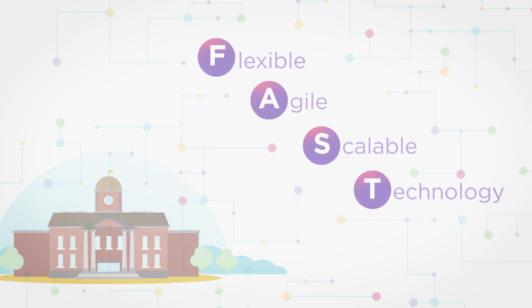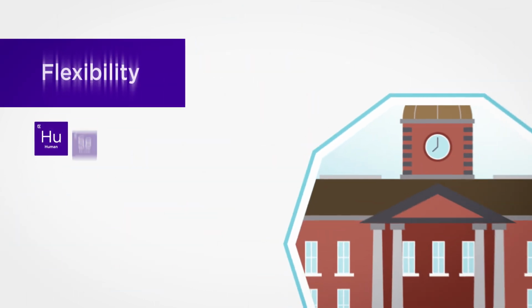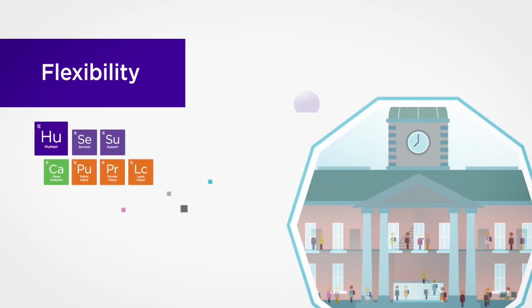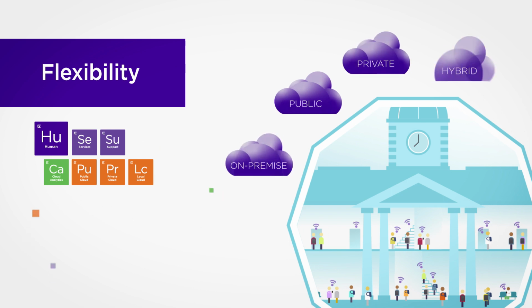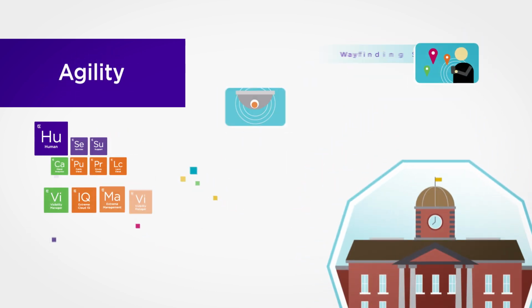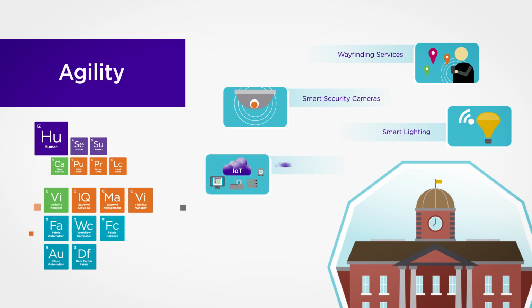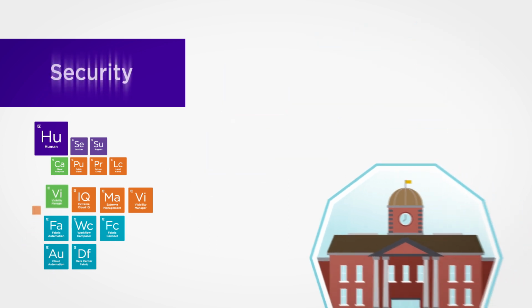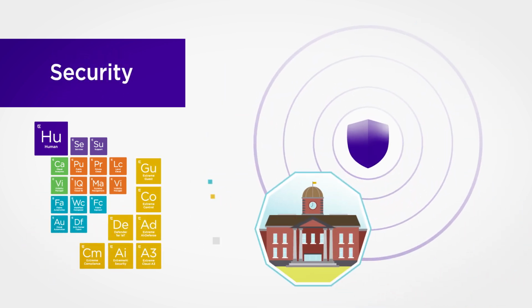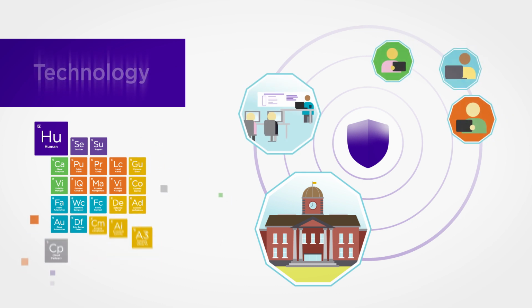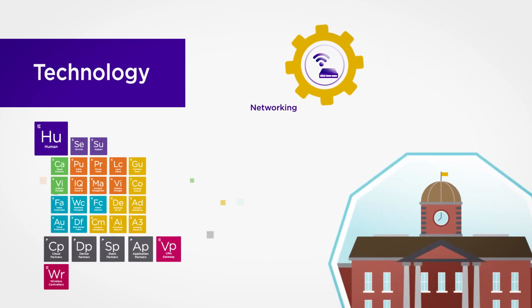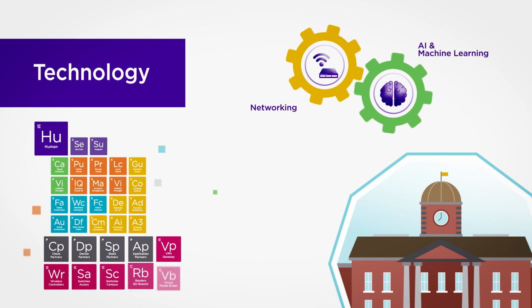Extreme's cloud-driven networking checks all the boxes with flexibility to meet your deployment needs with public, private, on-premise, and hybrid options. Agility to continuously deliver new features and capabilities at scale. Security and proven protection in campus, classroom, and remote environments. And technology that uses the best networking, AI, and machine learning.